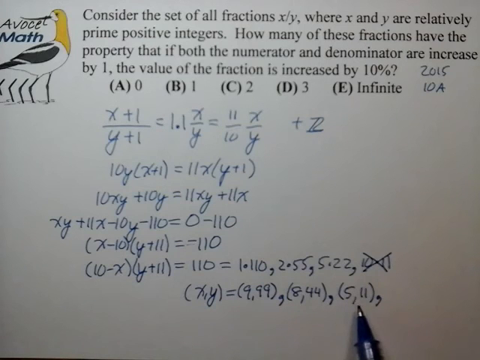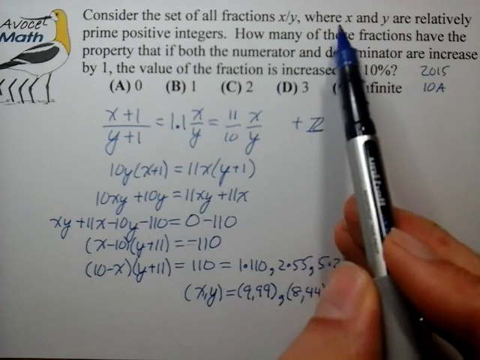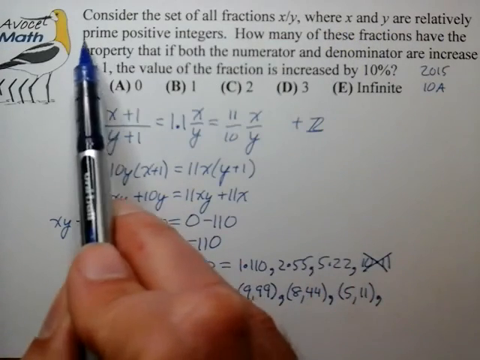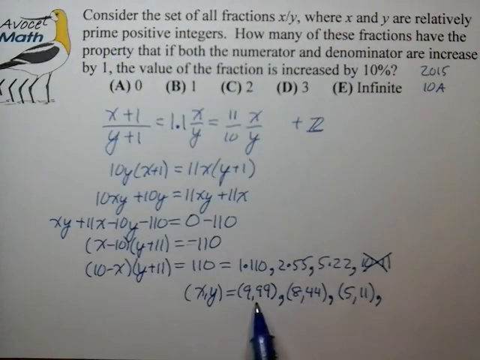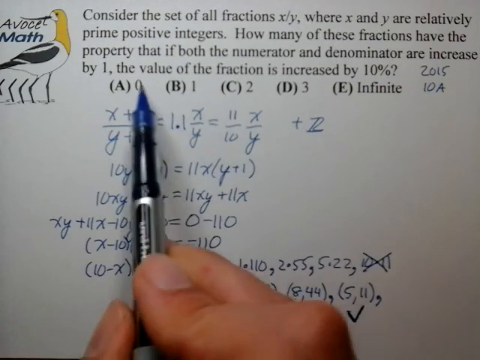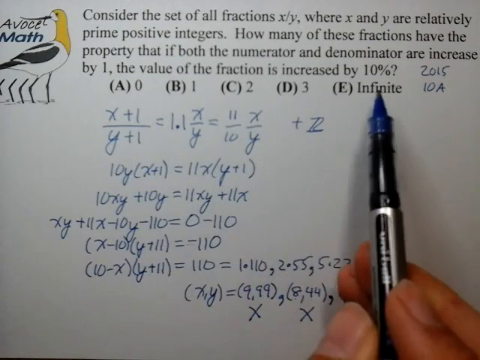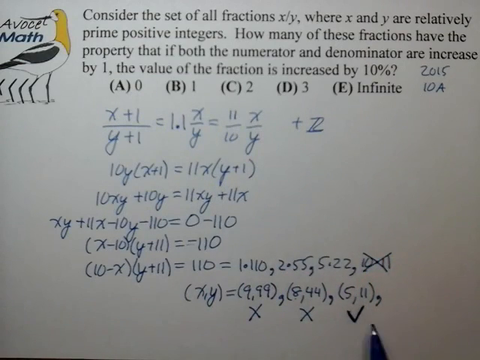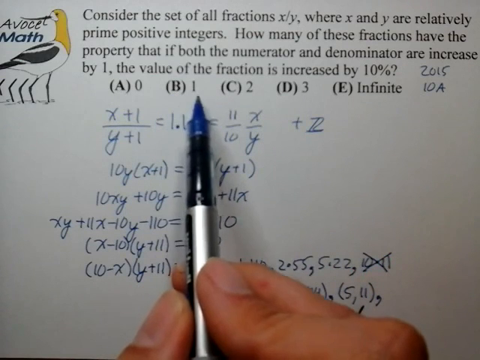So now we have these three possibilities, and we have to see which of these comply with the original statement of the problem. Again, we're looking for x and y that are relatively prime, so they share no common factor. So we see that the first one, 9 and 99, do share a common factor, so we can eliminate that. 8 and 44 share a common factor, so we can eliminate that. And we're just left with the 5 and 11, which do not share a common factor, so that's our only valid solution to this equation set. And looking at our choices, we have 0, 1, 2, 3, and infinity. So this is obviously one solution. We have B, 1, as our answer.